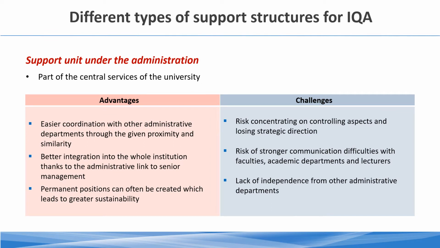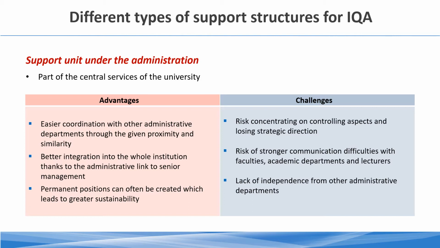The support unit under the administration is part of the central services, that is to say the planning service, which creates a natural link between evaluation and planning. This type of structure has the advantage of easier coordination with other administrative departments due to the proximity and similarity of tasks. The central service of the university also benefits from better integration into the institution thanks to its link with the senior management and greater sustainability owing to the responsibility of creating permanent positions.